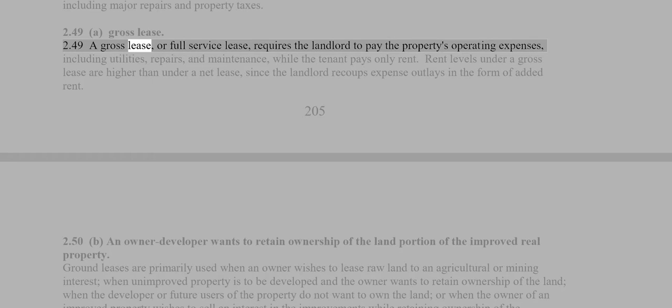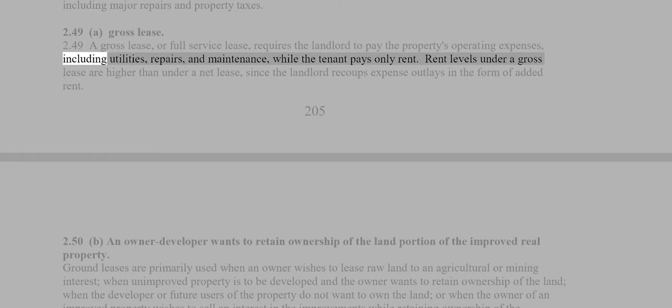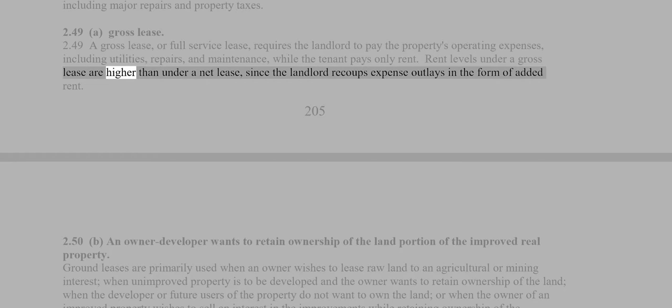2.49 a. Gross lease, or full-service lease, requires the landlord to pay the property's operating expenses, including utilities, repairs, and maintenance, while the tenant pays only rent. Rent levels under a gross lease are higher than under a net lease, since the landlord recoups expense outlays in the form of added rent.